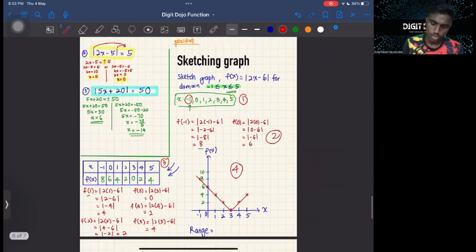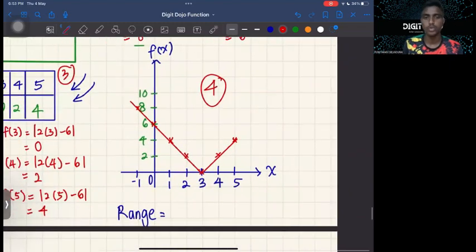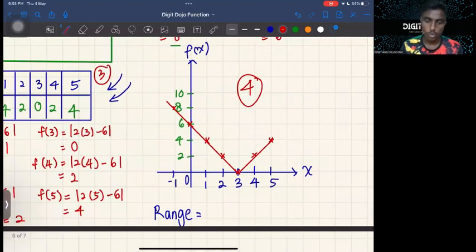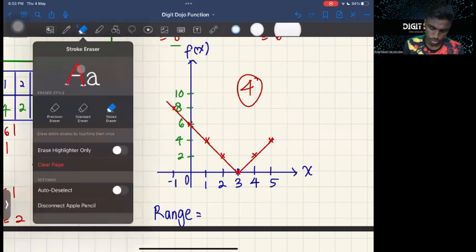And the final question I need to ask you, which is quite common in examinations: what's the range for this graph? Range means you have to refer to the f(x). What's the lowest value of your f(x)? 0, right? What's the highest value in this question? It's 8.